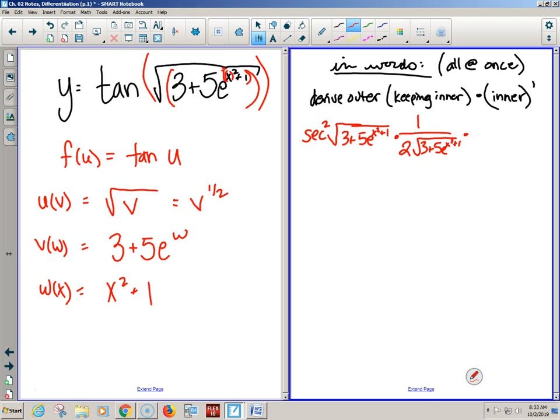Who's the next guy? Dealt with the tangent. Check. Dealt with the square root. Check. Who's next? 3 plus 5 e to the blop. What's the derivative of 3? 0. Plus, what's the derivative of 5 e to the blop? 5 e to the, who's the blop? Keep it the same.